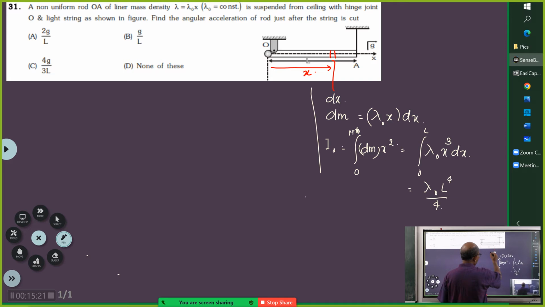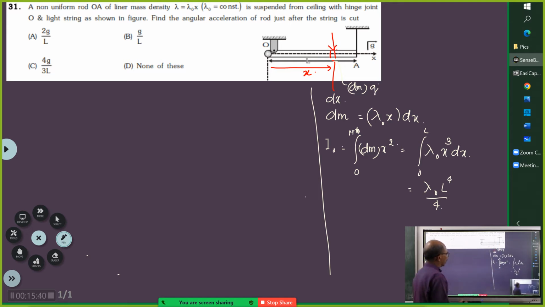Clear? Yes. Now find out torque. Similarly, what will be the force at this point? The force at this point will be dm into g, and that force will be in the downward direction. Into x. So therefore, you write here tau x. Tau x will be equal to dm into g into x.